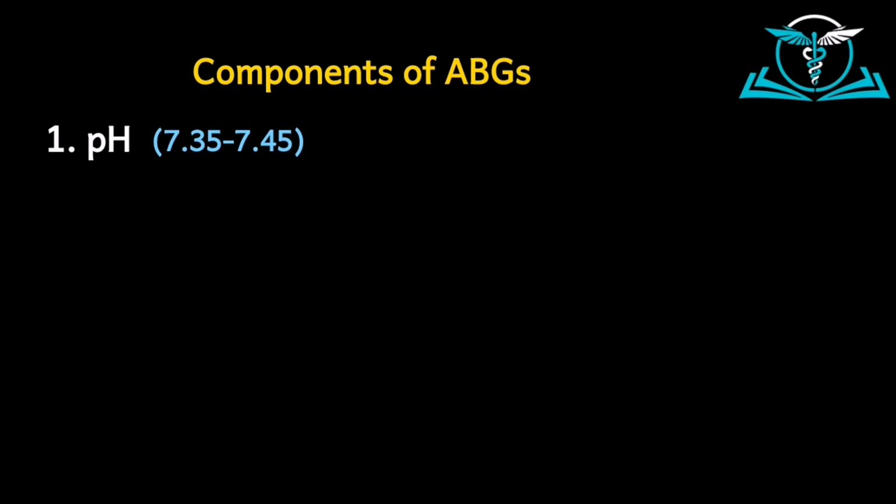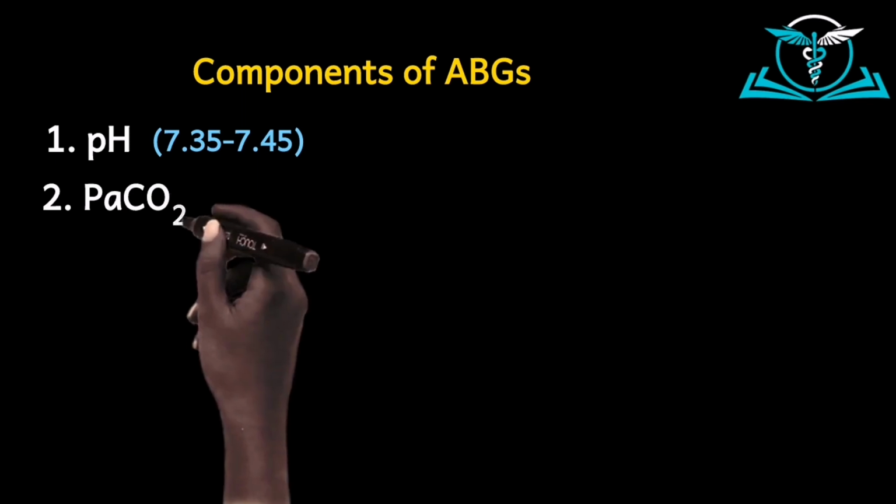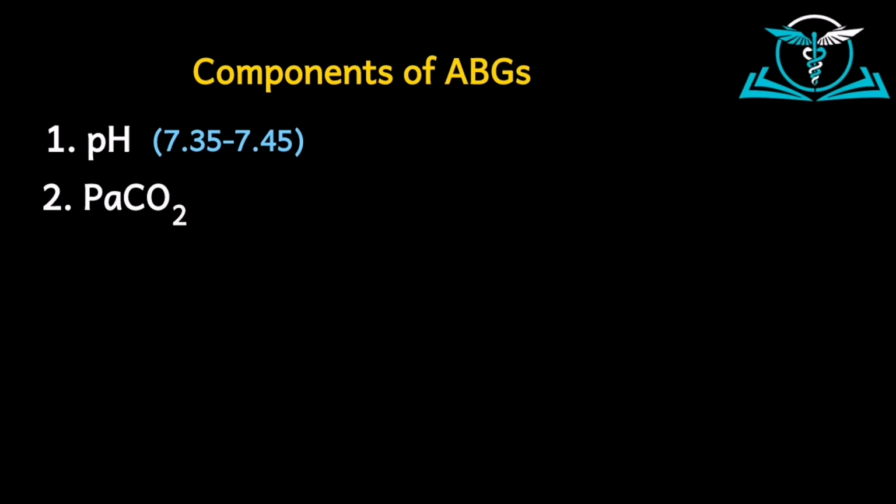The next basic component we will look at is the partial pressure of carbon dioxide, symbolized as PaCO2. Now, partial pressure of a gas in this sense can simply be seen as how much of that gas is dissolved in blood. And so how much carbon dioxide is dissolved in blood? That is the partial pressure of carbon dioxide.